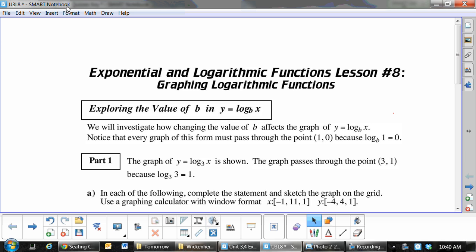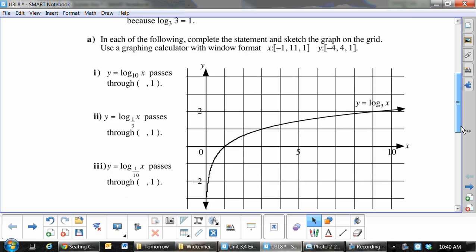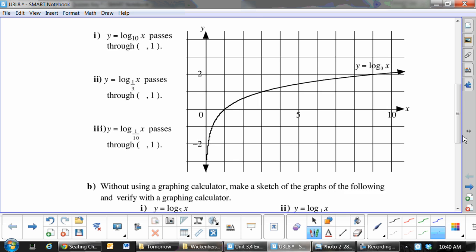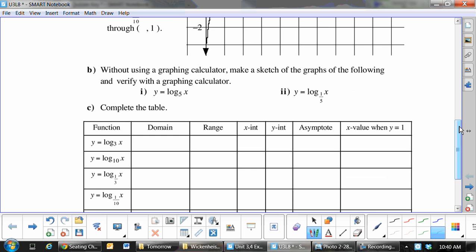study sheet out. Now, I want you just to look at the graph of y equals log 3 of x, or 3 to the x, okay? That's what the graph looks like. Now, here's some things to be able to see. First of all, look at this, let's go right down to here. It wants us to fill this in. Okay, what would be the domain of that graph?